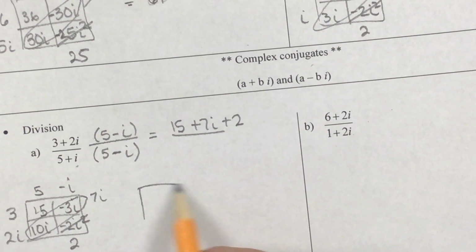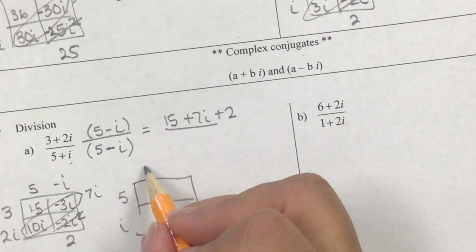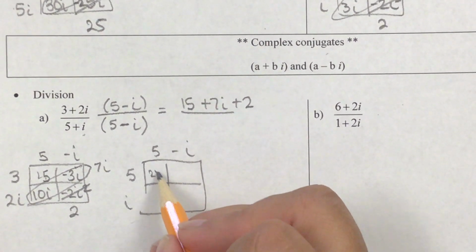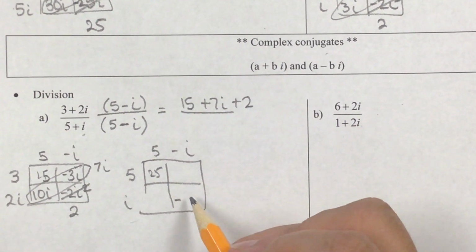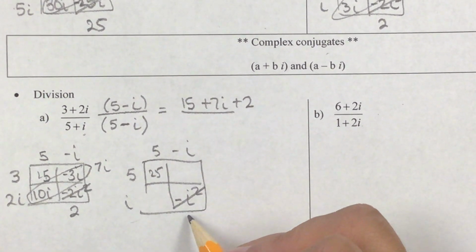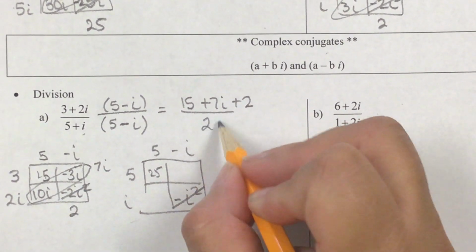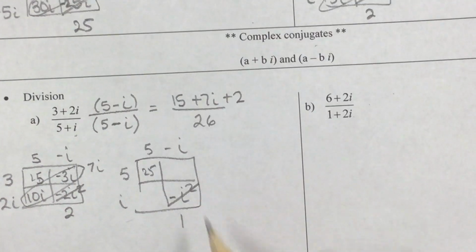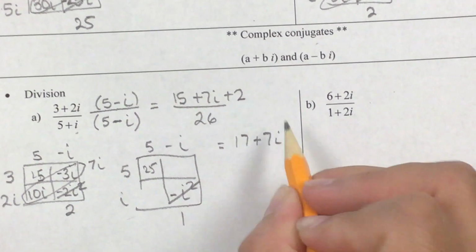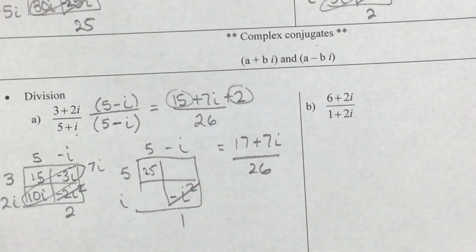And then you do the same thing for your denominator. 5i, 5 minus i. But remember, the middle terms cancel, so this is 25 minus i squared, which just becomes negative 1, changing the sign to 1, making the denominator 26. When you combine like terms, you have 17 plus 7i divided by 26.